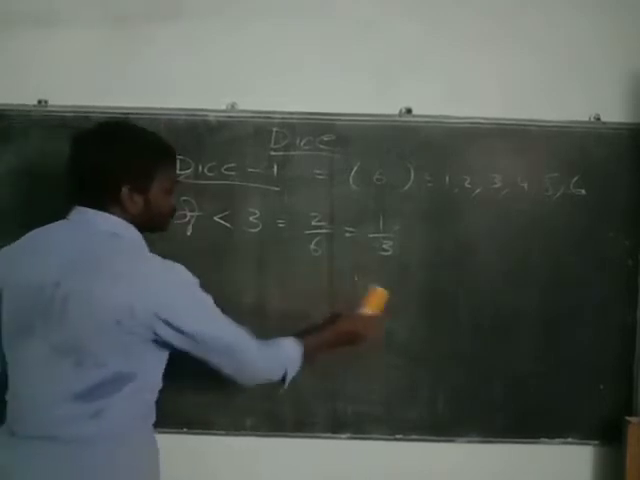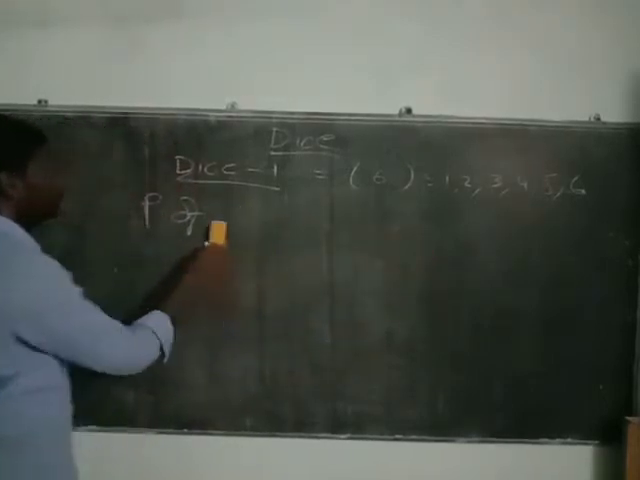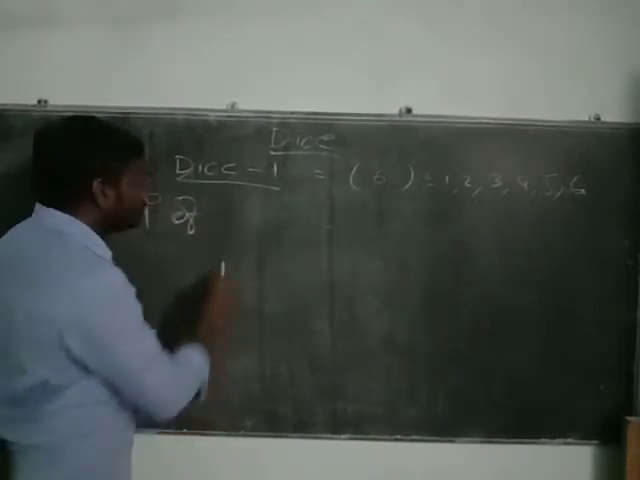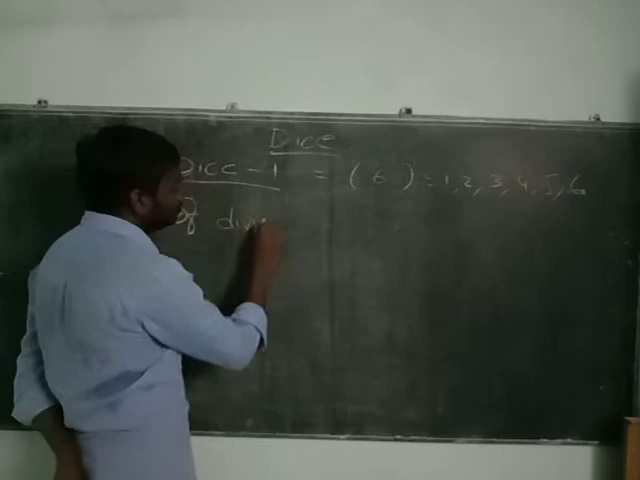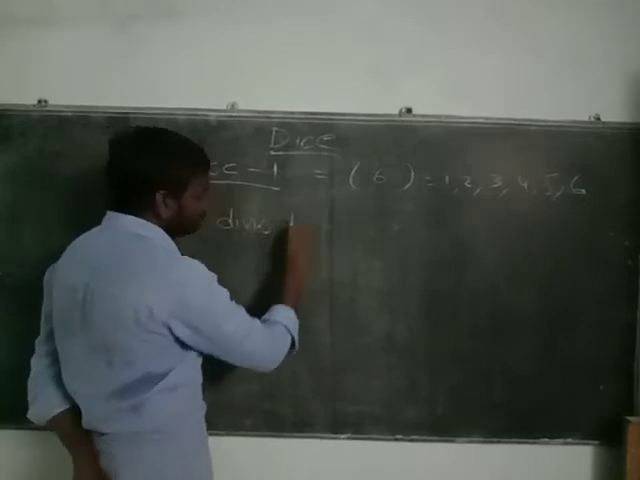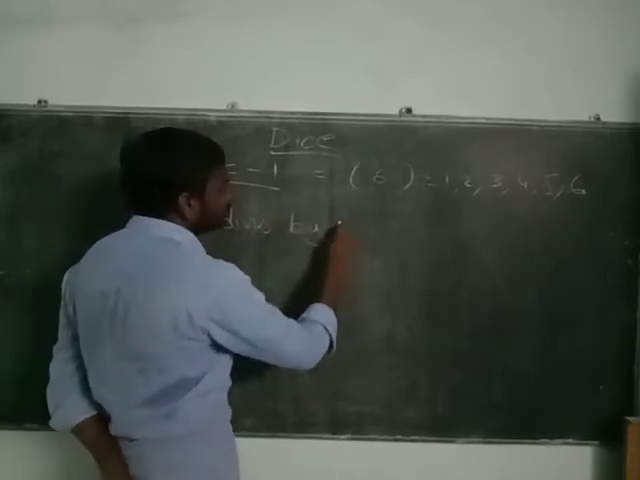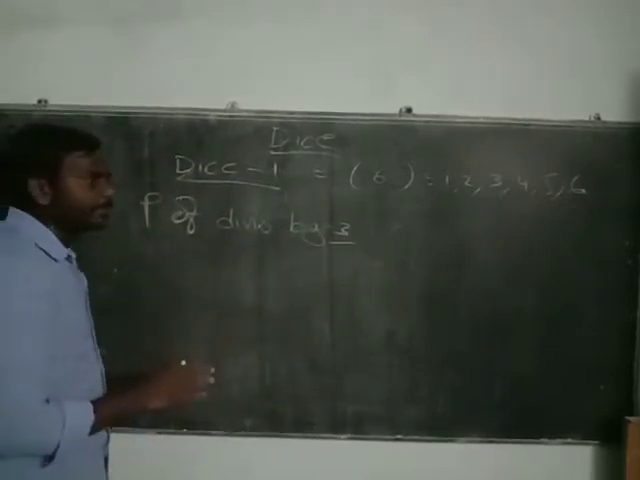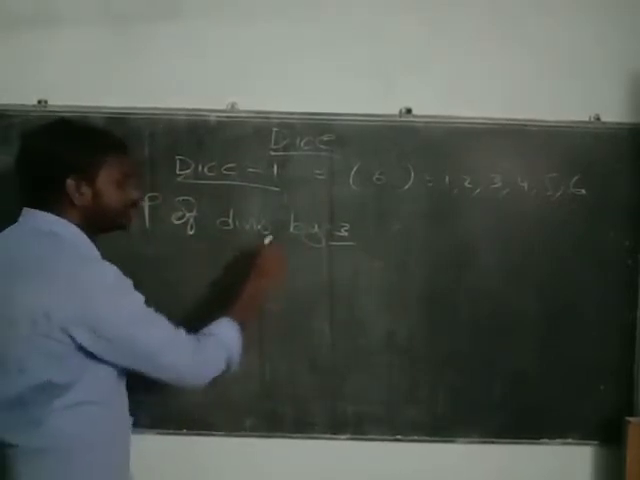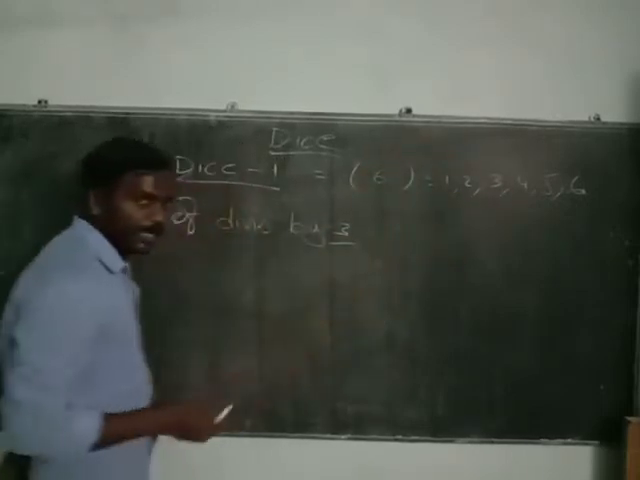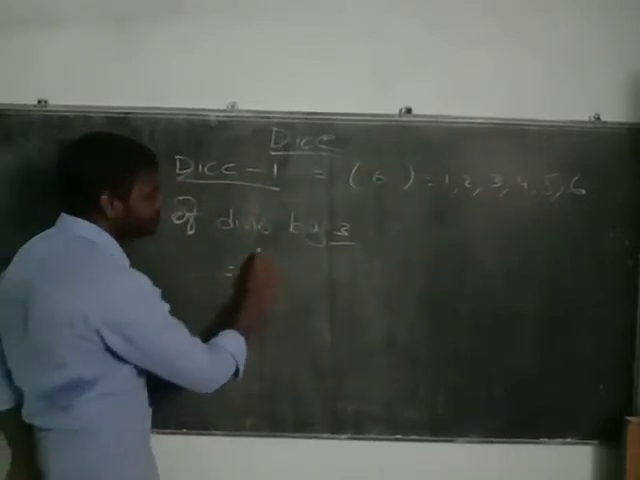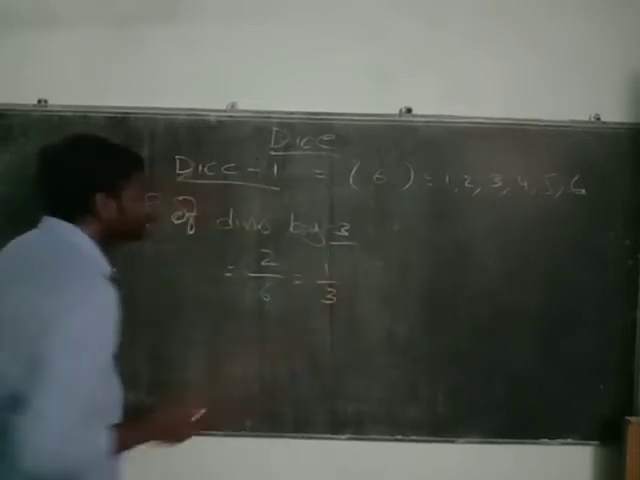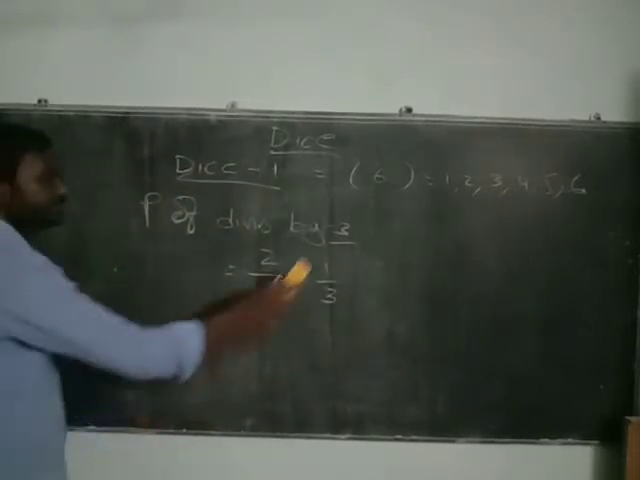Now let me change the question a little bit. Probability of getting a number divisible by 3. Let me take this one. Is 1 divisible by 3? No. 2, 3. Yes, 3 is having one value and also 6. I have 2 answers. So the outcome is 2 by total number of outcomes is 6, that is equal to 1 by 3.